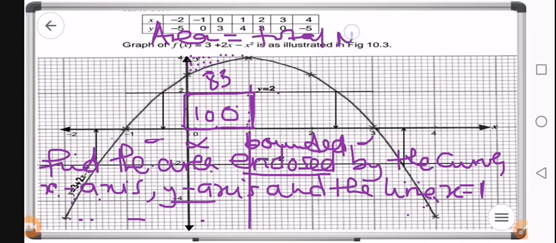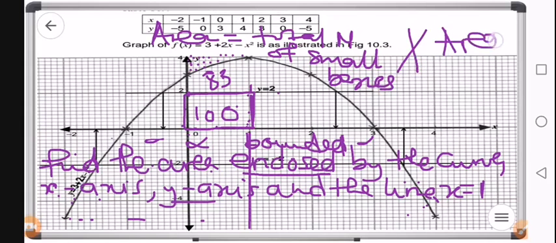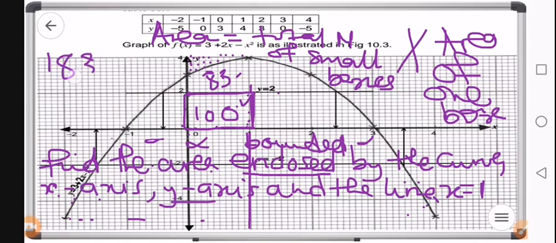Area equals total number of small boxes times area of one box. Okay, so what is the area of one box? The total number of small boxes is 100 plus 83, which is 183, times the area of one box.